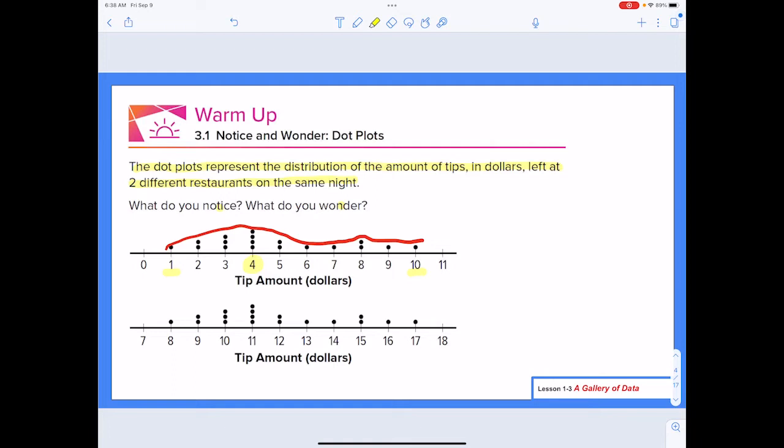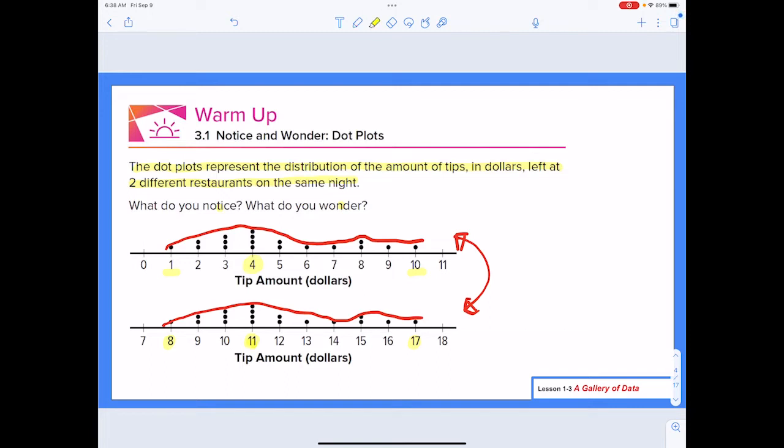When you look at the second one, we can see here that the highest tip amount is in the same place position-wise, right? It's right above the 4. But notice it's $11. Wow. The lowest tip was 8 and the highest was 17. If I draw the shape of this one here, you notice again, it might have the same shape as the one above. They have the same shape, the way the distribution looks, the way it's spread apart.